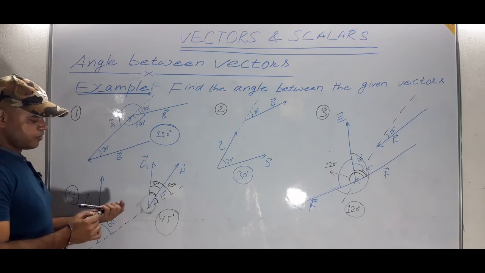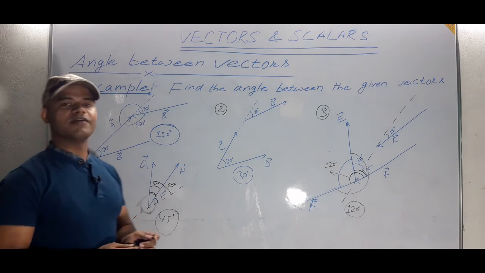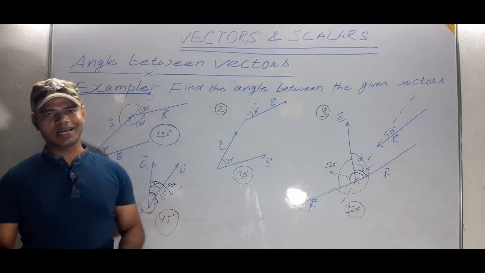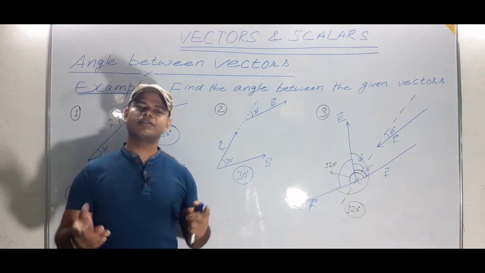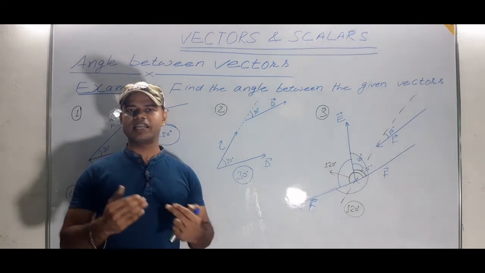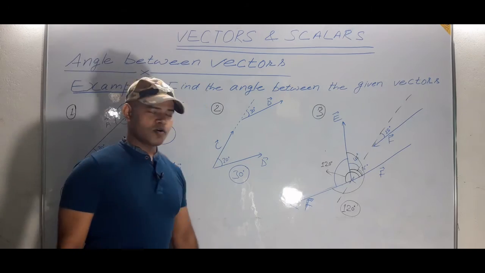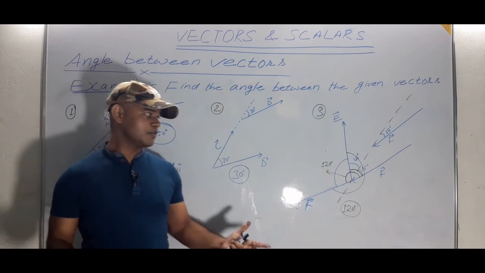So this is how you have to calculate the angle between the vectors. First of all, you have to coincide either heads or tails, then you have to look for the smaller angle or the angle less than equal to 180 degree. Alright, so this is what we had to learn in this video lecture.